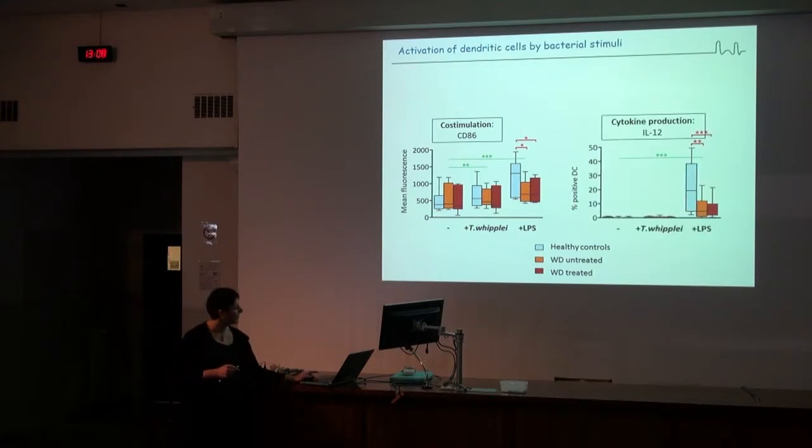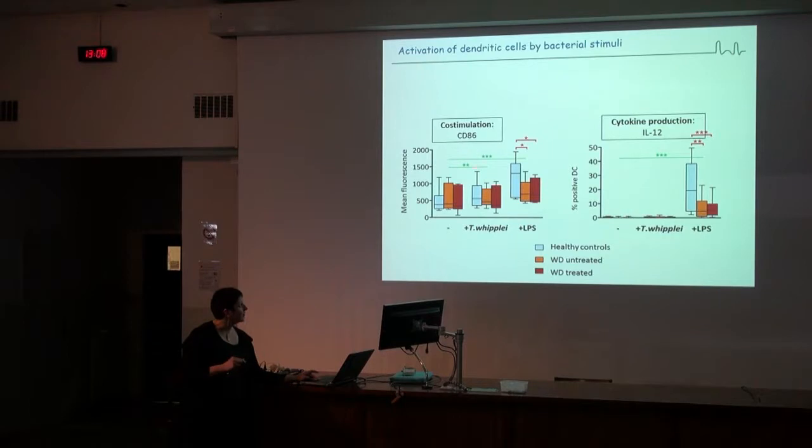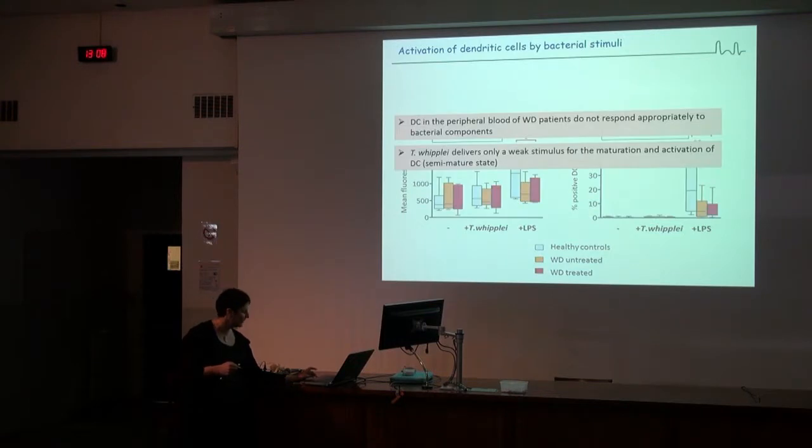And more importantly, if you look at the production of IL-12, we see that Tropheryma whipplei is not able to induce any IL-12 production, also not in the healthy controls, while LPS induces IL-12 in healthy controls, but the IL-12 production of the patients is dramatically reduced. And this was now on DCs directly from the peripheral blood within the environment of the peripheral blood.